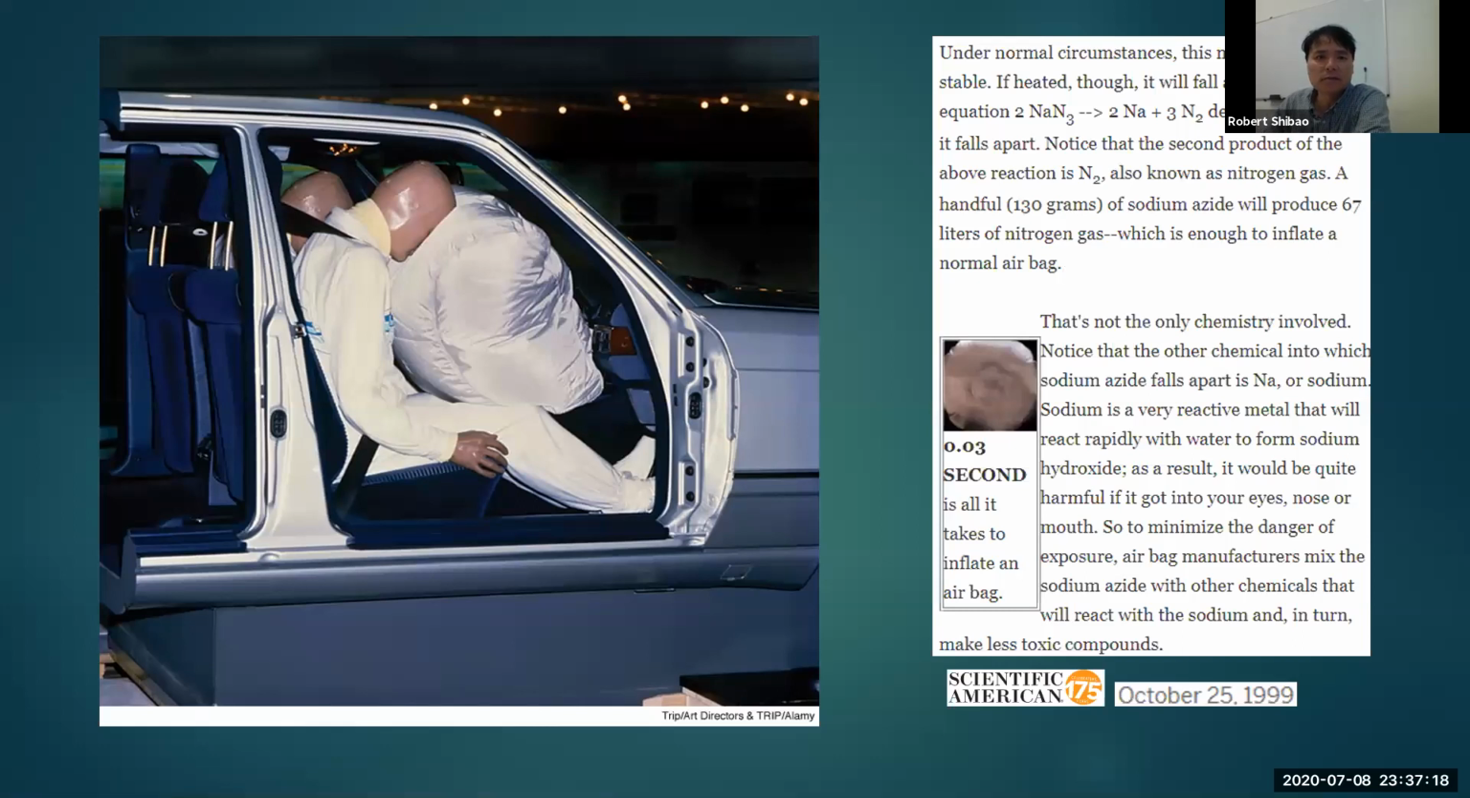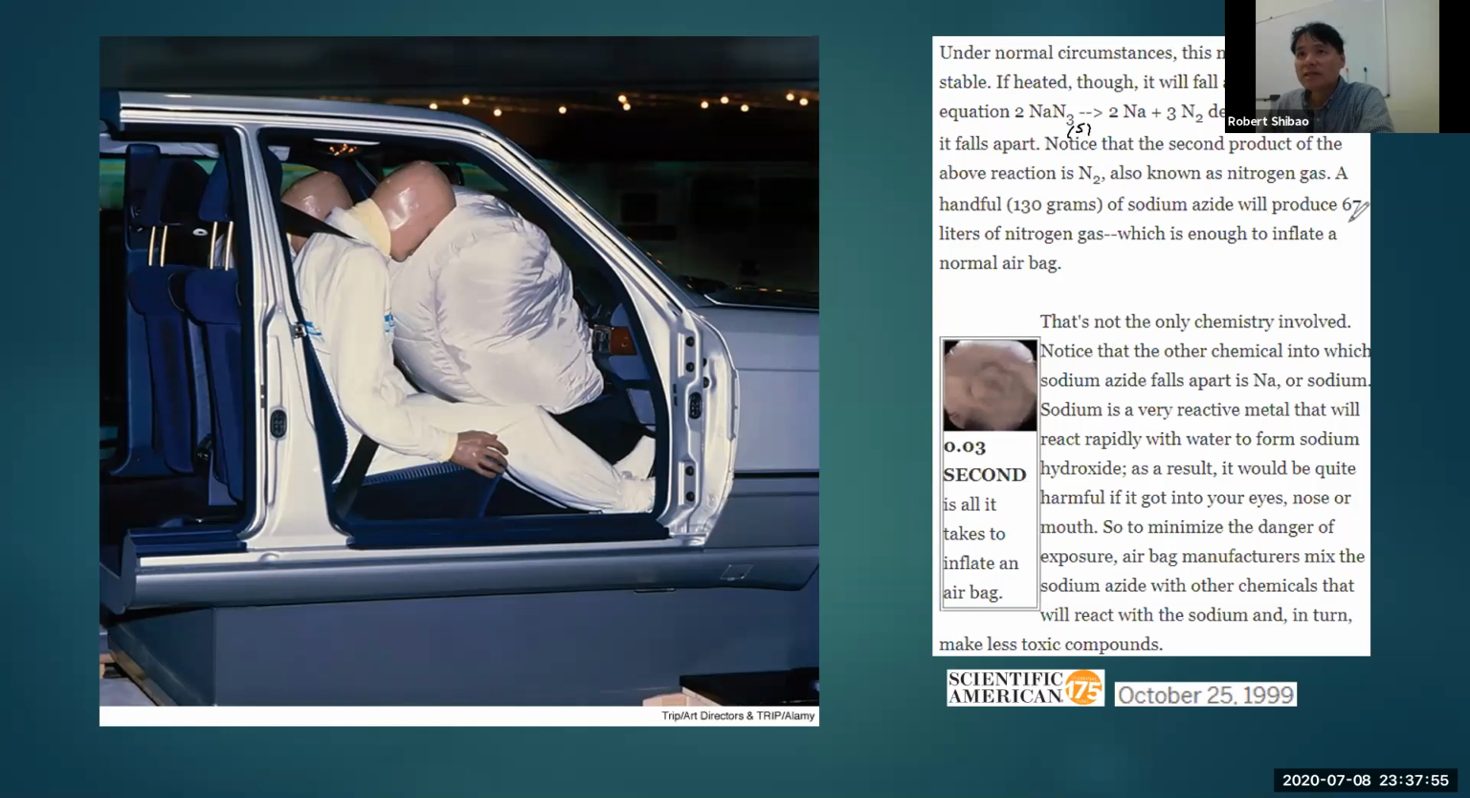And so let's go ahead and write that here. These are solids, because everything's all touching. Solids don't take up much space, so the actual amount of space that this takes up is very small. They use 130 grams of sodium azide. Most solids are about 2 to 3 times more dense than water. So if it's 130 grams, then it's about 60 milliliters worth of sodium azide, maybe, just a rough estimate there.